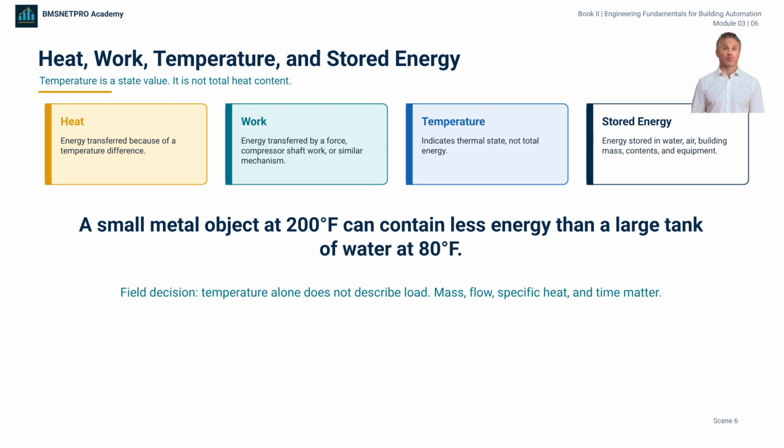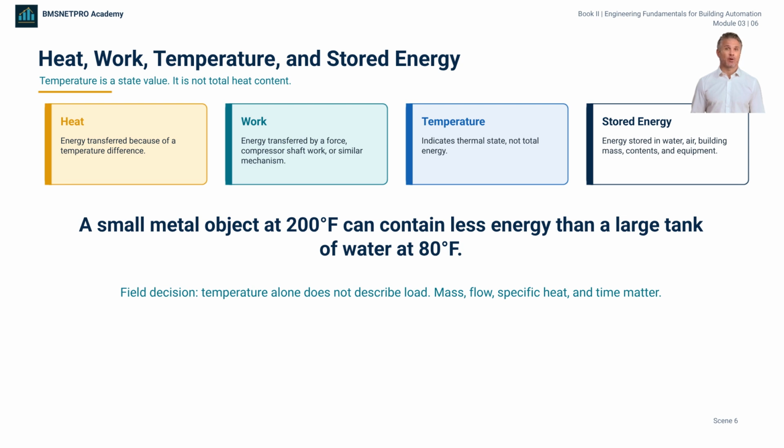Now, let's separate four terms that are often confused. Heat is energy transferred because of a temperature difference. Work is energy transferred through a mechanical or electrical process, such as compressor shaft work. Temperature describes thermal state, but it is not total heat content. Stored energy is the energy held in water, air, the building structure, furniture, equipment, and piping. This is why temperature alone does not describe load.